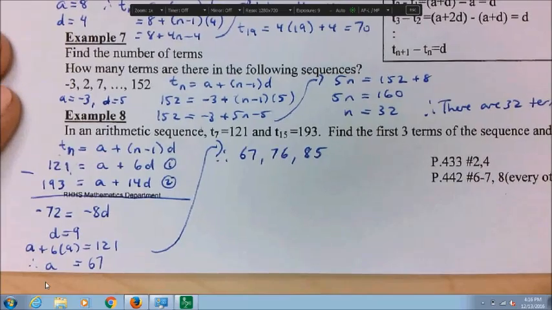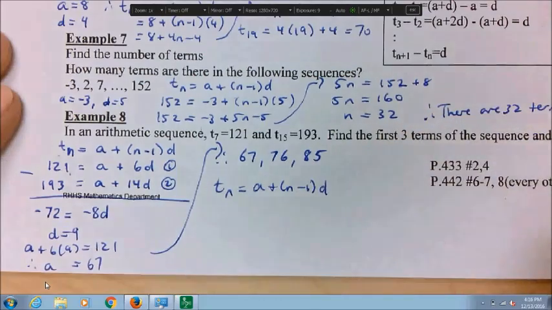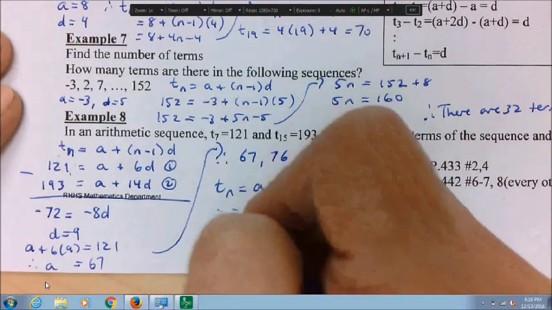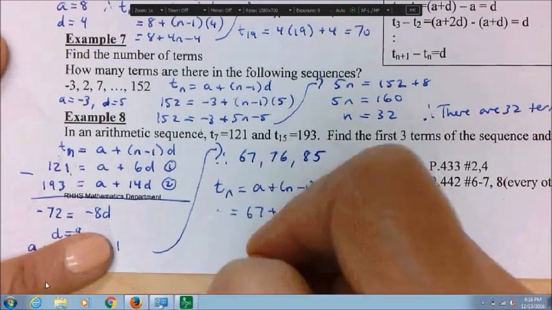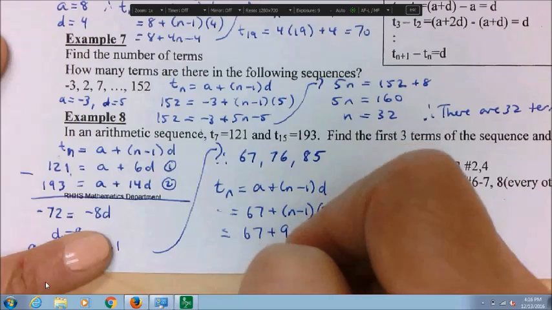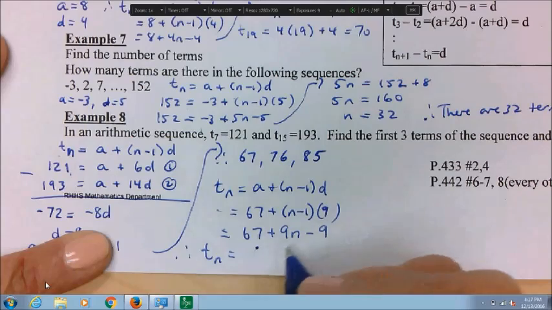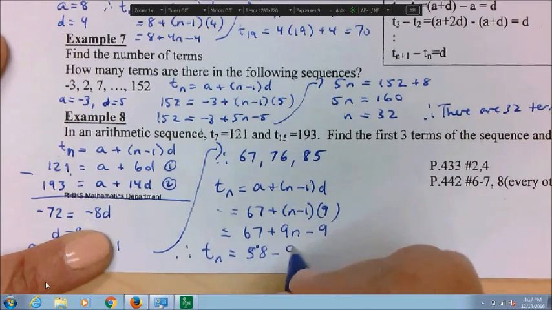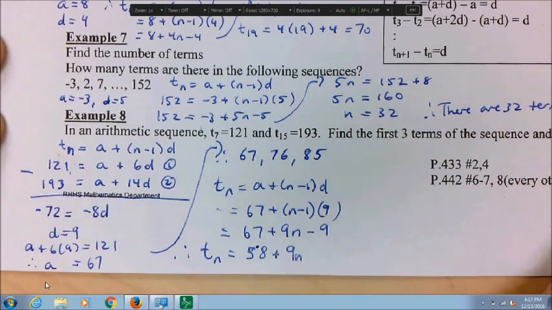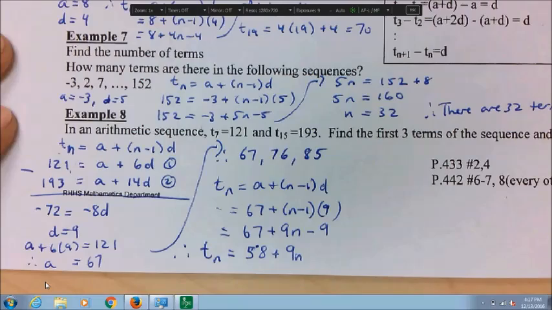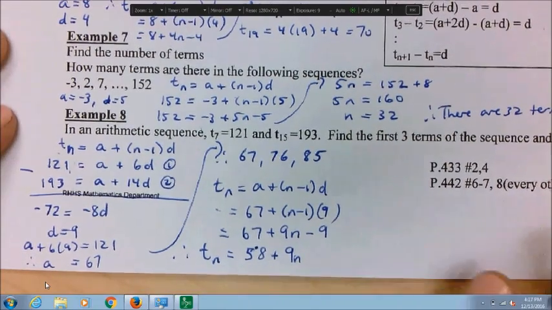Okay, and then it says to find Tn. Well, Tn is equal to a plus (n minus 1) times d, but a is 67, n we don't know, and d is 9. So all we have to do here is expand this. You get 67 plus 9n minus 9. So therefore, the formula for Tn is 67 minus 9 plus 9n, or 9n plus 58. Okay, and that's going to be your formula. So that means if we wanted to find term 1000, we just sub in 1000 for n, and you can figure out the term.